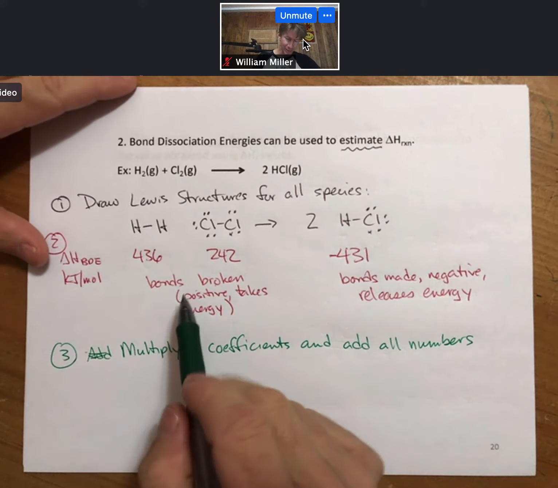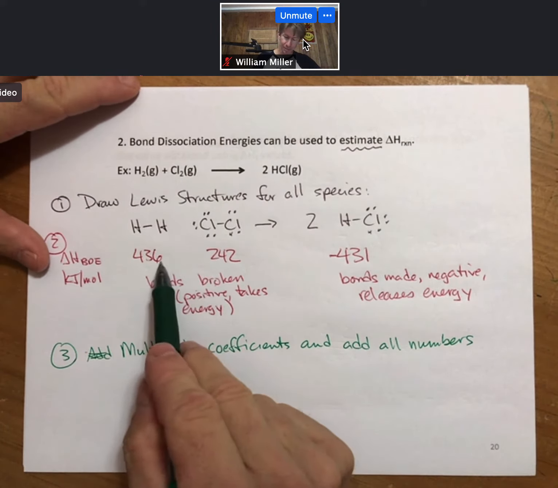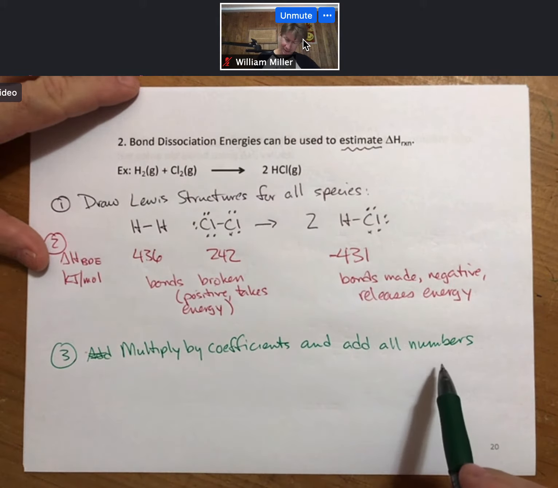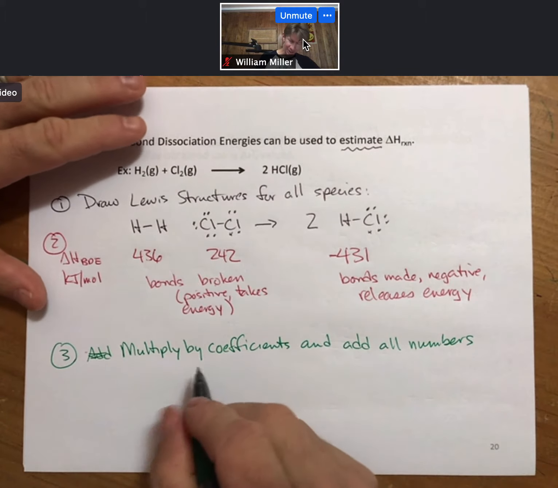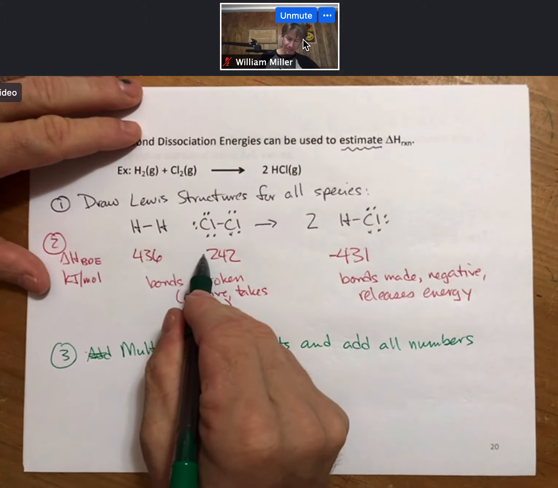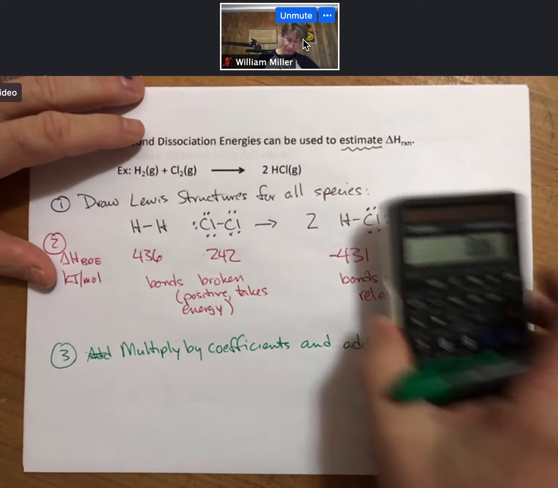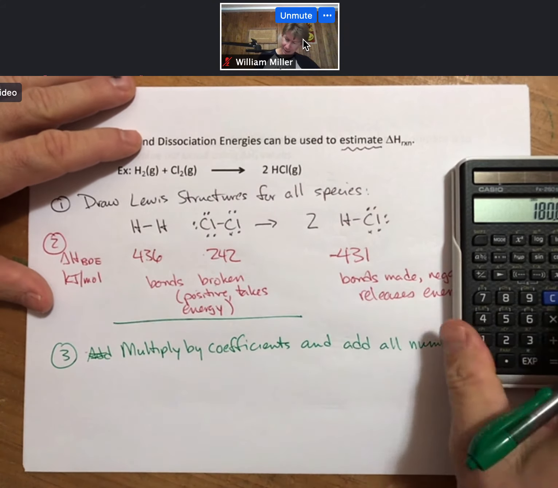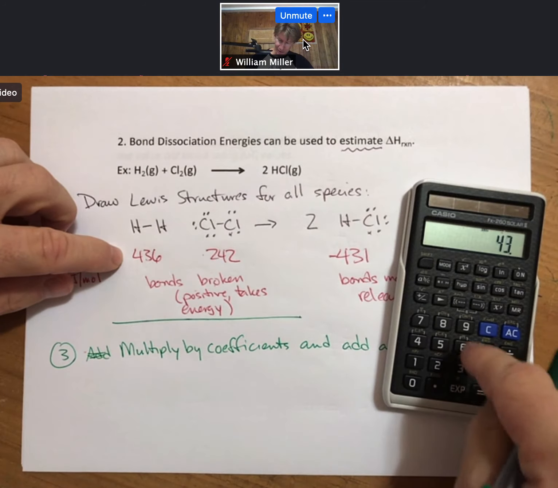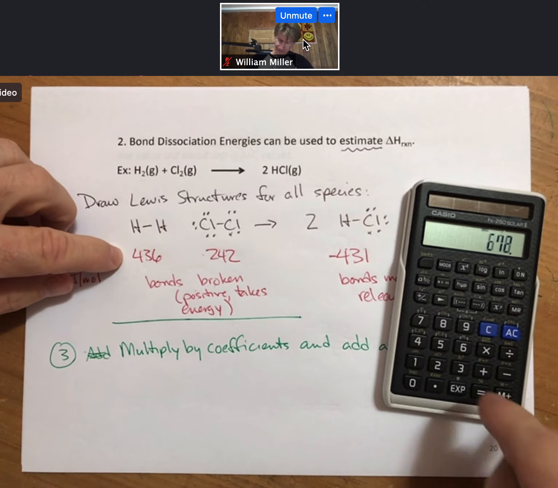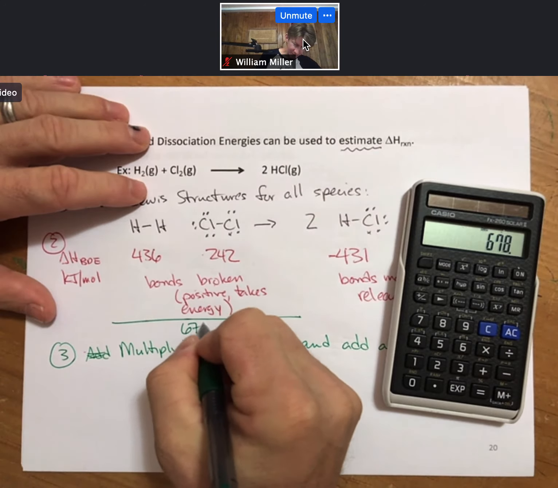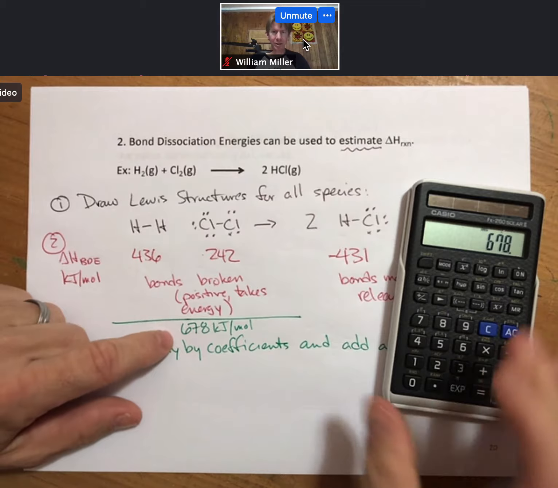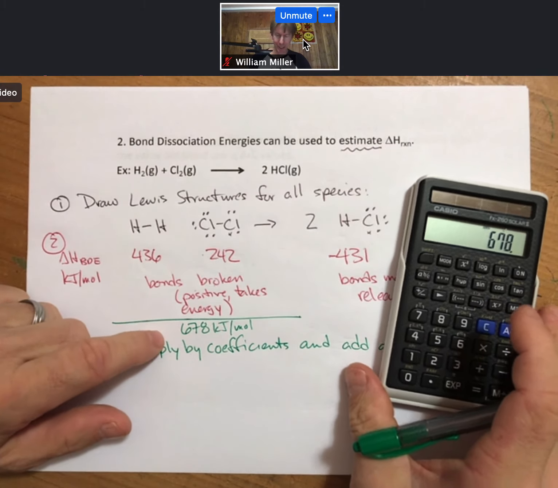What I find most helpful is that these are bonds broken, so they're positive. These are bonds made. Then you're going to add up all the numbers. And so what this is going to look like is 436 plus 242 for the reactants. So, and I like to draw a little line here. 436 plus 242, I get 678 kilojoules per mole. And that's the energy to break all the bonds of the reactants.